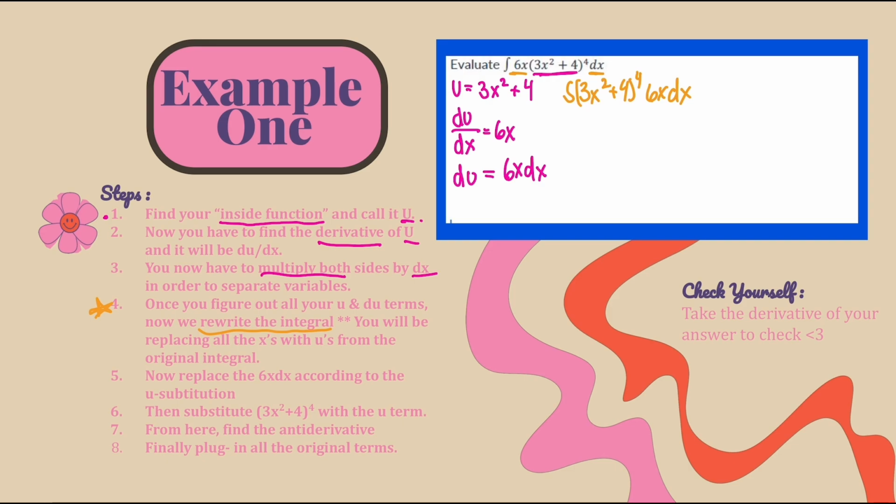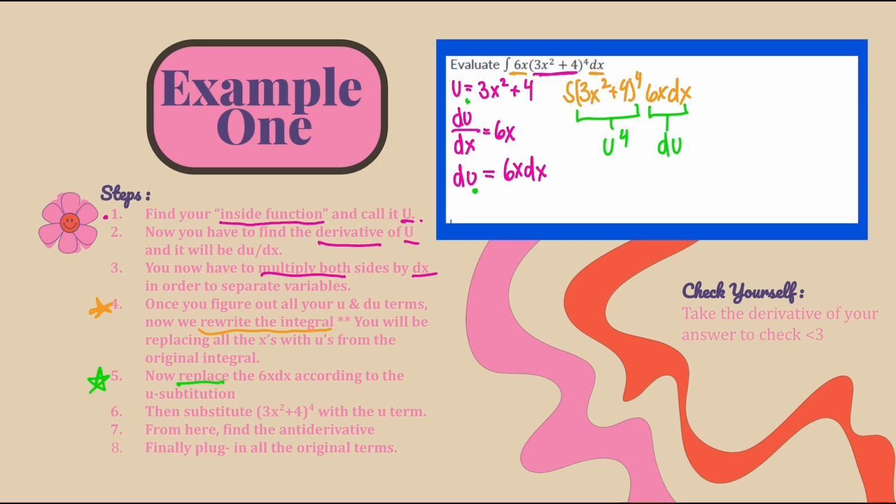So we're going to go ahead and replace the 3x squared plus 4. That's going to be our first term. That's going to be your second term. Now let's just take a quick look at our u terms and our new integral that we rewrote, and let's try to match it up. So 3x squared plus 4 is going to be u, and then the 4th power is still going to be there, and du equals 6x dx, so that's simply du.